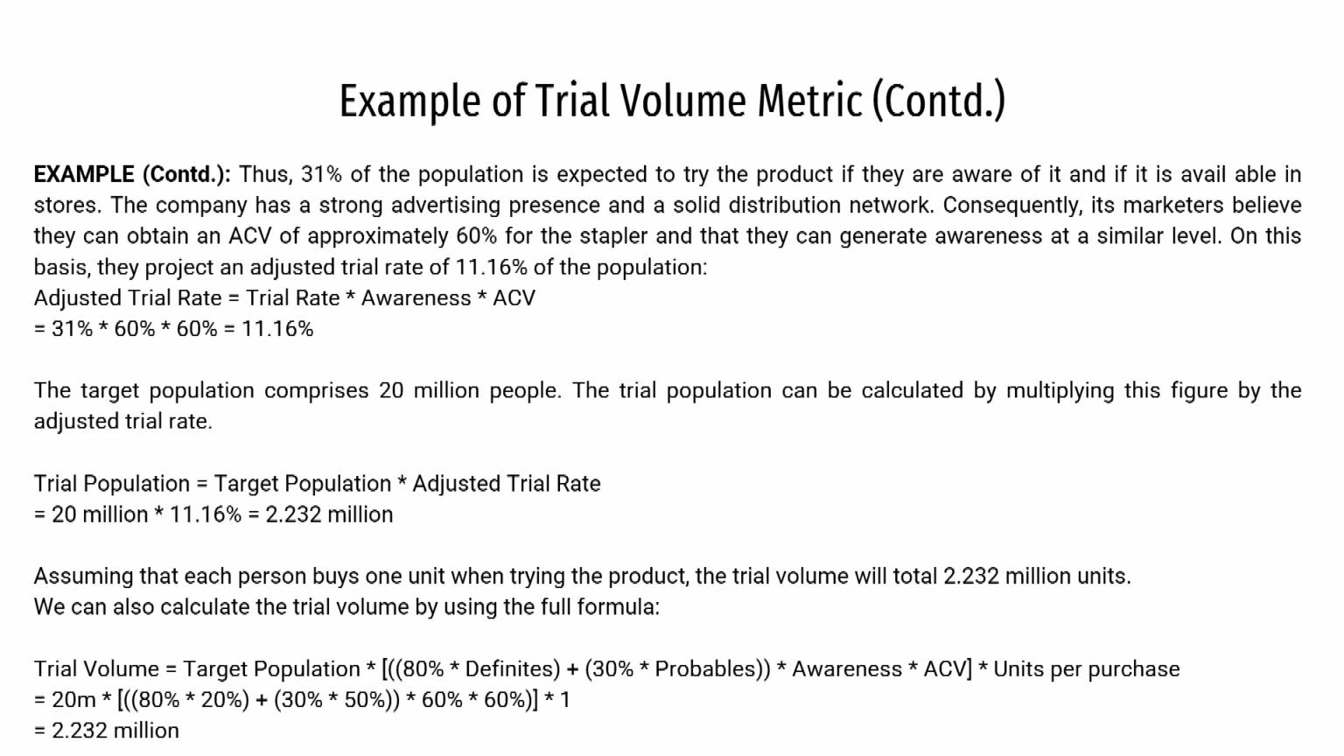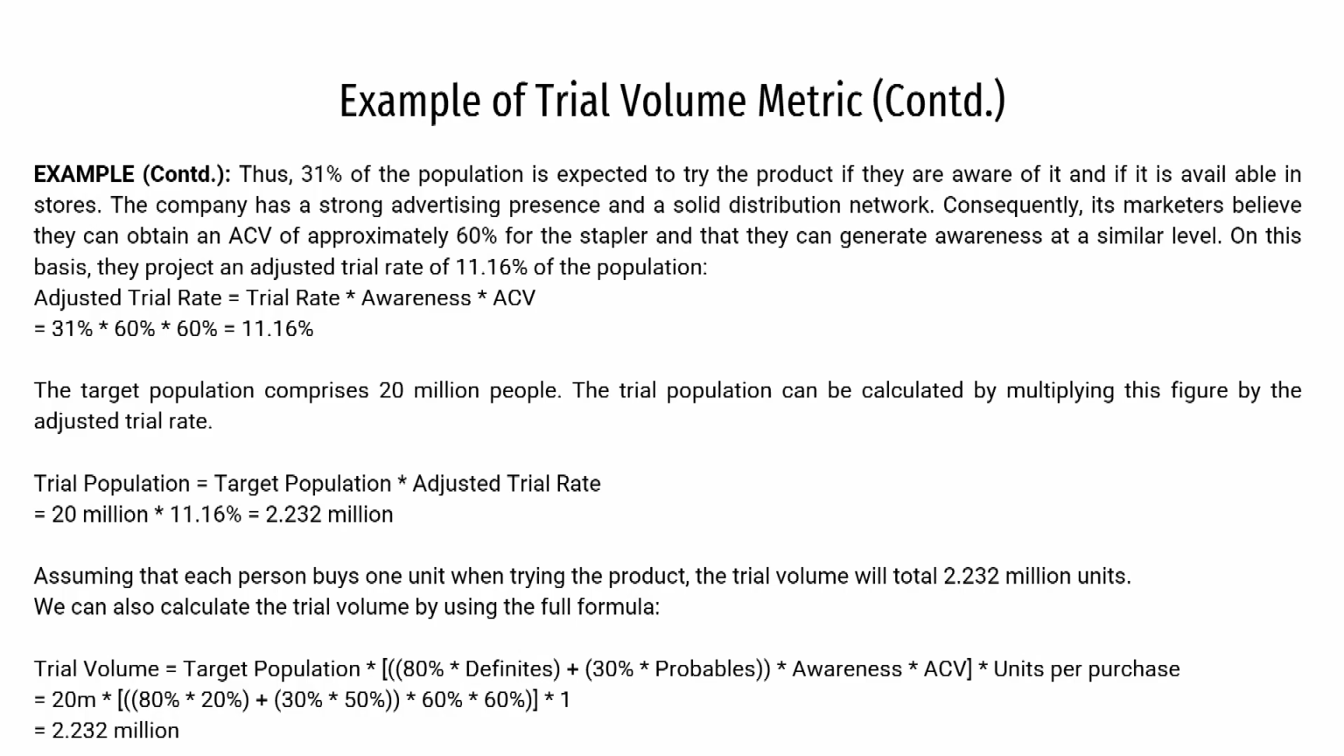So, therefore, the adjusted trial rate will be, what is our trial rate? It is 31% multiplied by the awareness level, which is 60%, and multiplied by ACV, that is distribution reach, which is another 60%. So, 31% multiplied by 60% multiplied by 60% gives us a value of 11.16 percent. The target population comprises 20 million people.